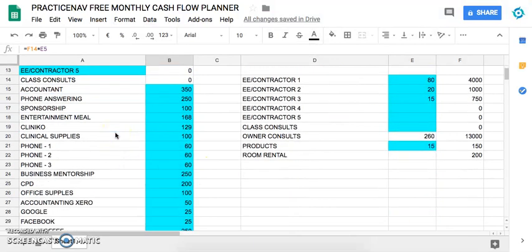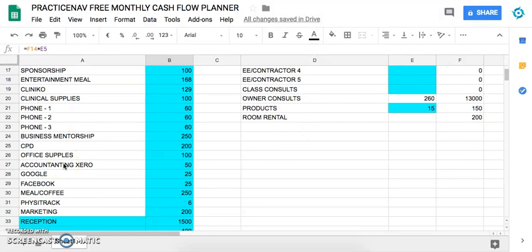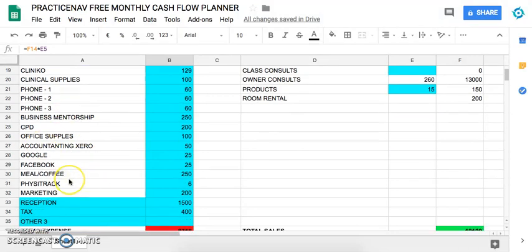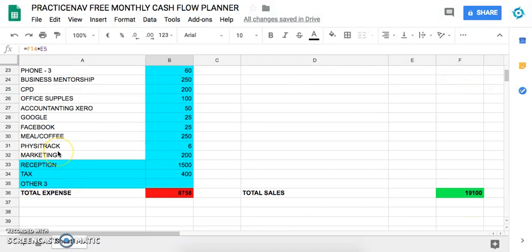So basically we run through all the basic principles in the business: accounting, phone answering service, sponsorship, entertainment, meals, clinical, that's my software, the clinical supplies, what phones you have, your mentorship, your CPD, all the basic stuff that you need to be able to measure and manage. PhysiTrack is the software we use for exercise programs. It's really, really good, and it's quite cheap as well. And we want to put in what our admin team costs, and also what we're putting away each month for tax purposes. We'll be really conservative with this and go 6 there.